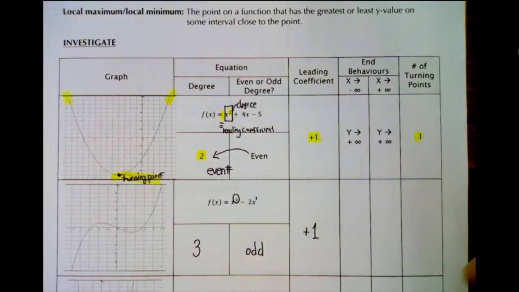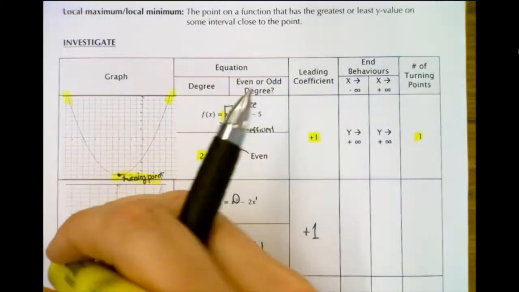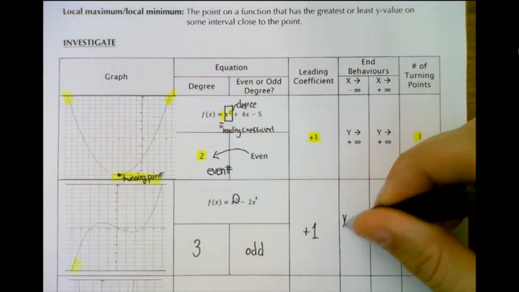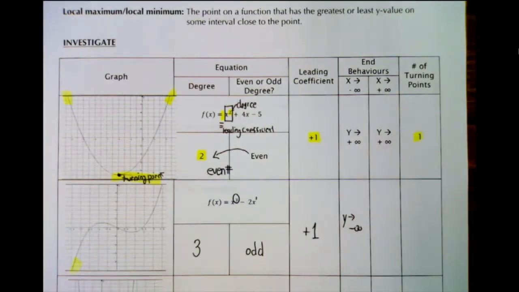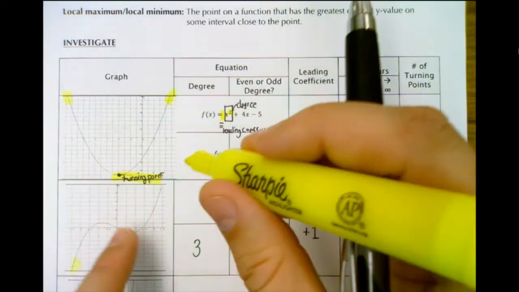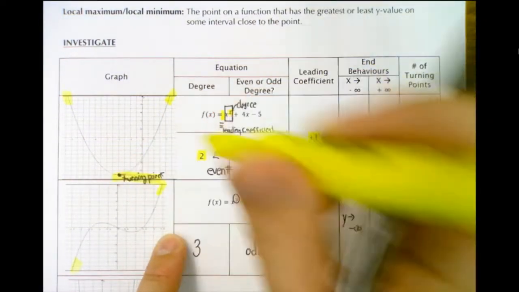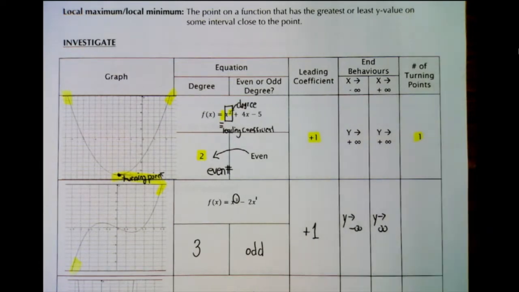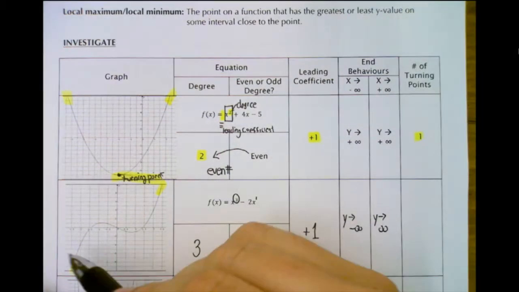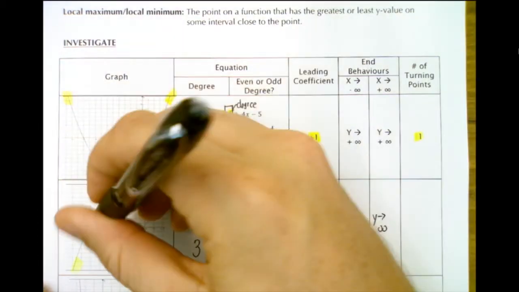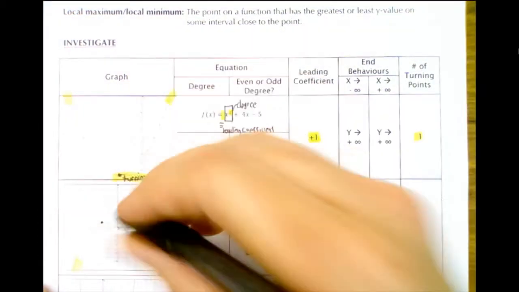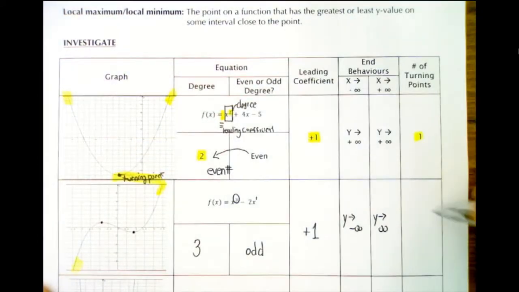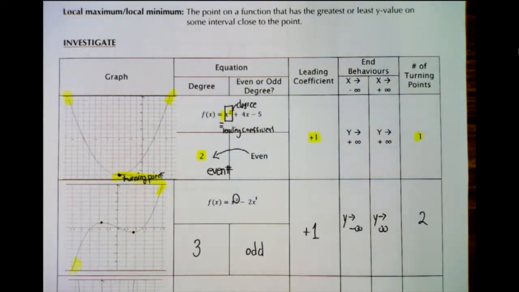End behaviors, as x goes towards negative infinity, this graph is going down. So y will approach negative infinity. And as x approaches positive infinity or goes to the right, y is also increasing and going up. So y approaches infinity as well. Number of turning points, we're increasing to here, and then we start decreasing, so that's 1. And then we start increasing again after this point, so we have 2 turning points.